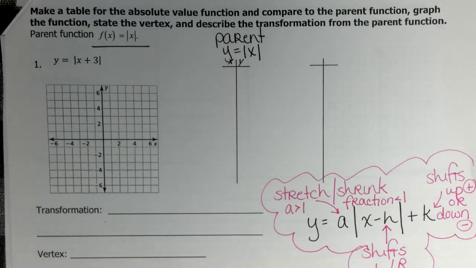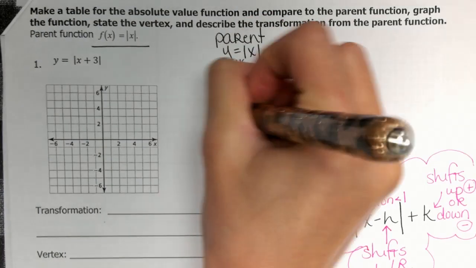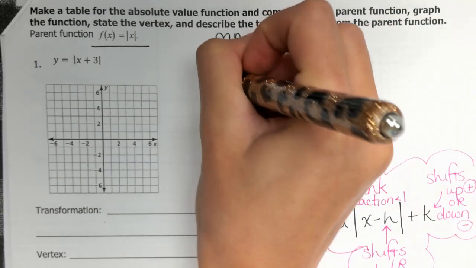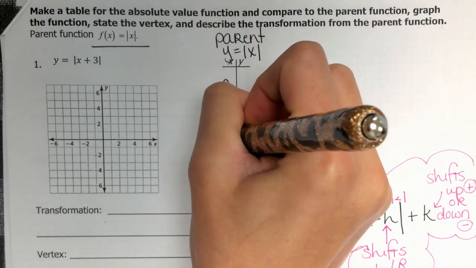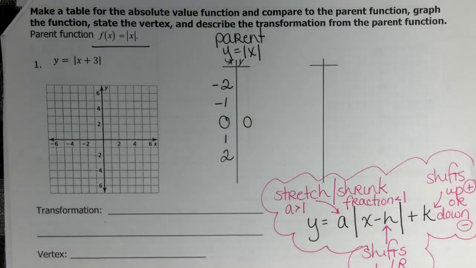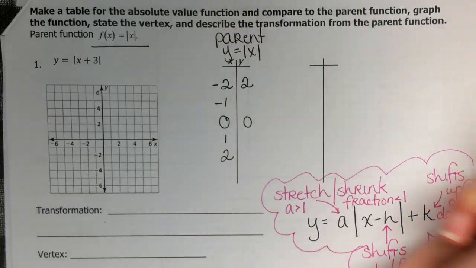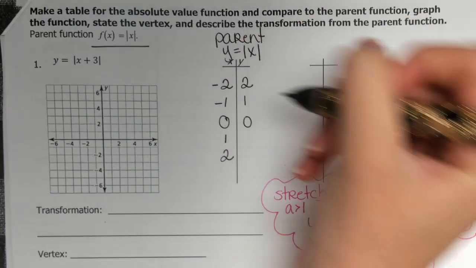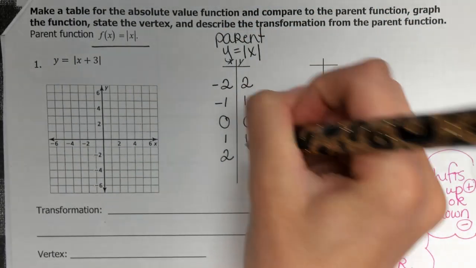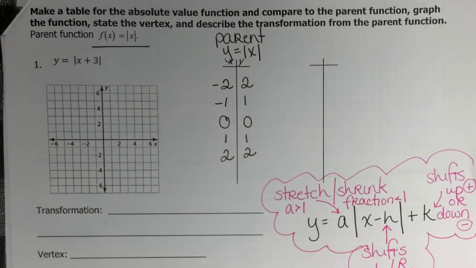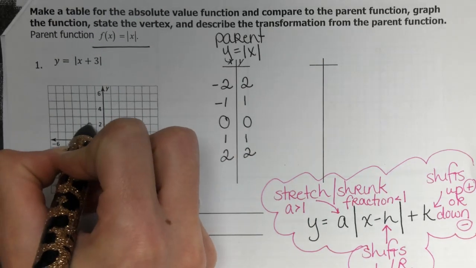Okay? And I said that your vertex was at 0, 0, and we had -2, -1, 0, 1, 2 for my x values. And then our y values: absolute value of -2 was 2, absolute value of -1 was 1, absolute value of 1 was 1, absolute value of 2 is 2. Same table for your parent function every single problem. So then I'm going to graph that.